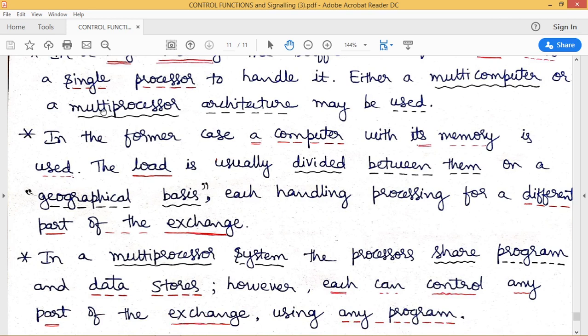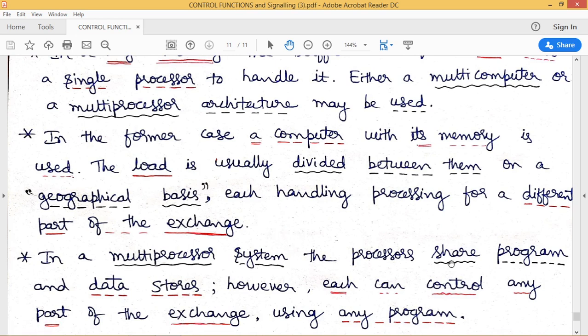The second case is multiprocessor architecture. In a multiprocessor system, the processors share the program and also share the data store. If I am dealing with a multiprocessor, we will have many processors, all controlled by a central processor. The central processor will have a data store, some memory where data is stored, and that memory will be utilized by all the subprocessors or small processors. That is what a multiprocessor system is.